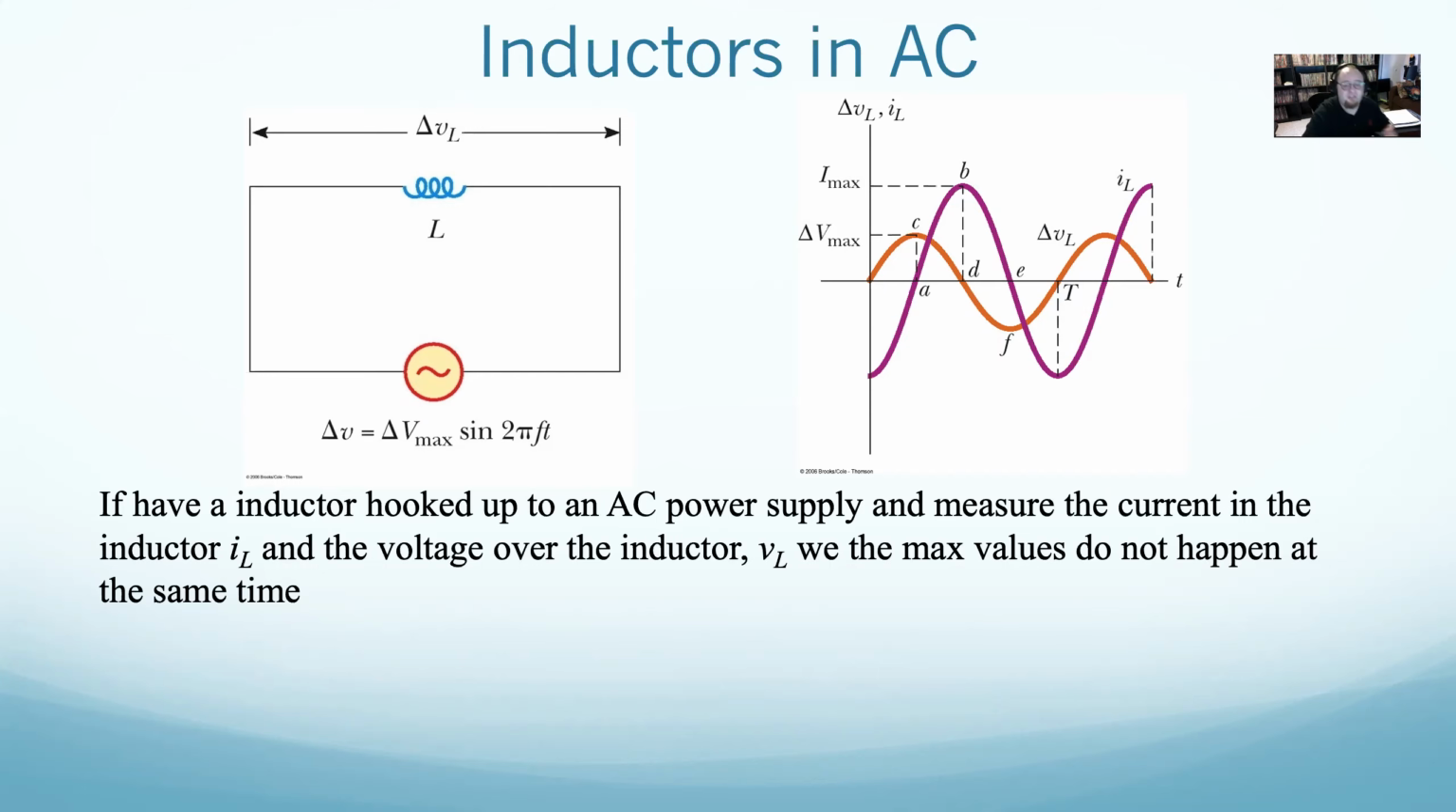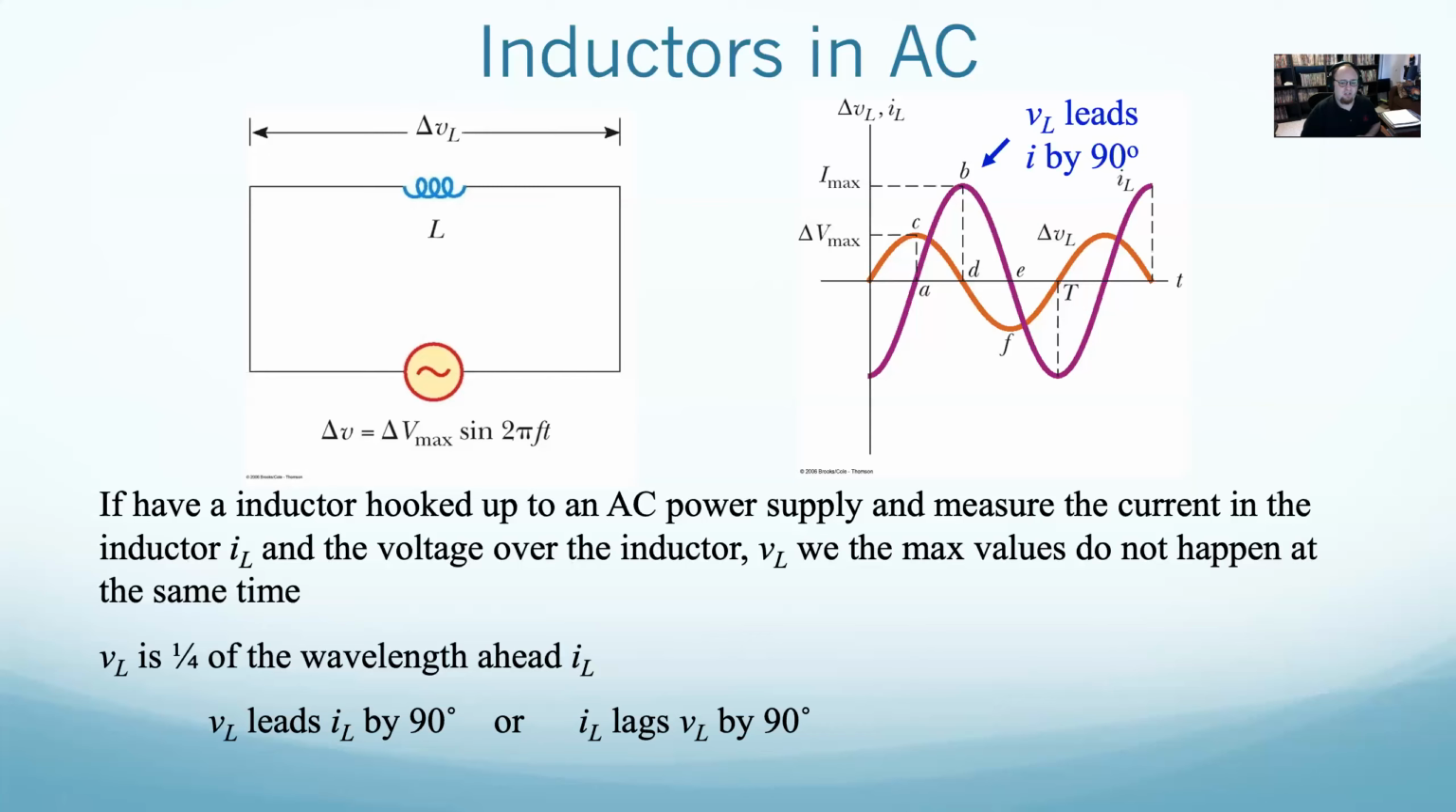And so if you put an inductor into an AC power supply, and you measure the current and the voltage over the inductor, once again, the maxes do not happen at the same time. But unlike a capacitor, the voltage is ahead of the current, where the voltage leads the current by 90 degrees, or the current lags the voltage by 90 degrees. If you remember, capacitors were the opposite. Capacitors, the current led the voltage. Inductors, the voltage leads the current. And the reason we're using 90 degrees here, or putting in degrees for 360s, will become very obvious in a few slides.